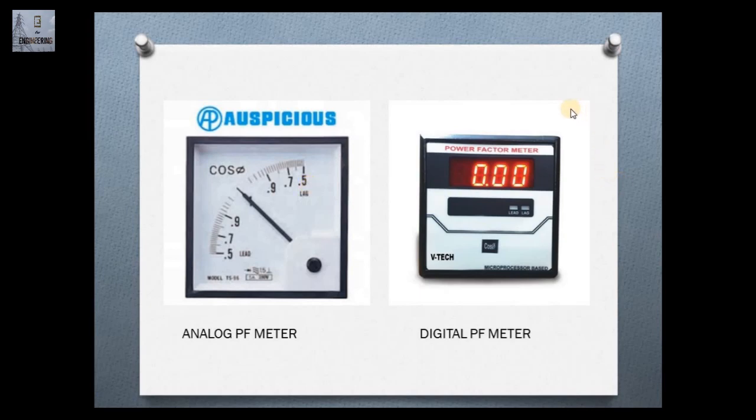For the digital power factor meter, it is only indicated by a digital screen, and here are 2 LEDs for leading and lagging indication.